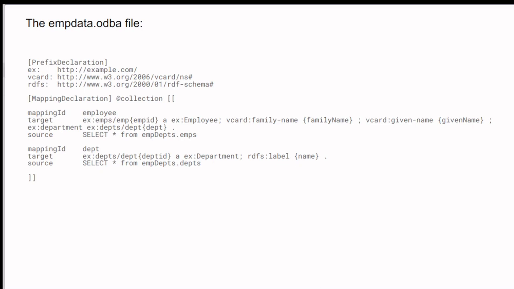For each mapping, the source is a simple SQL query. For the first mapping, this query retrieves all of the data from the empdept database's EMPS table. The mapping takes the names of the columns in that table, like EMPID and family name, and plugs those names into the target pattern, which uses them to create RDF triples. The second mapping specifies the depths table as a data source and shows where in the triple patterns to put the dept ID and name values from that table.